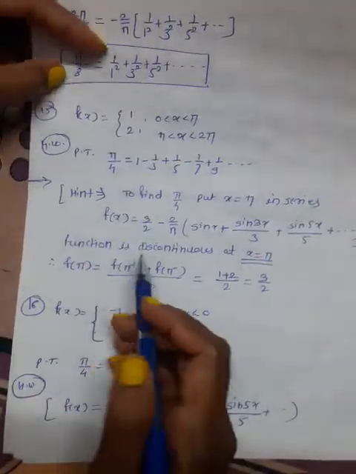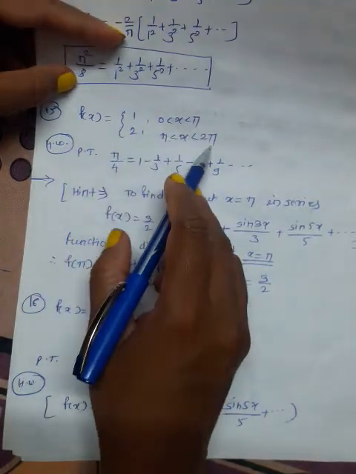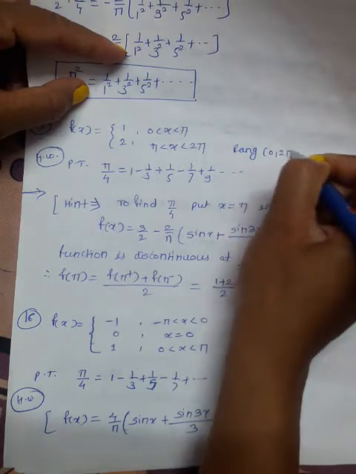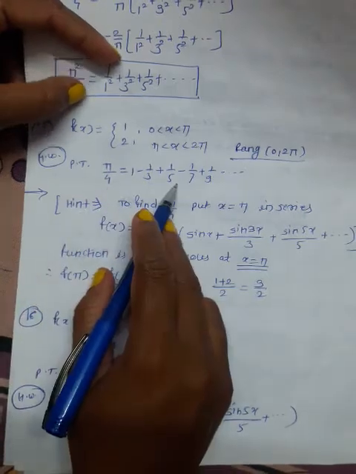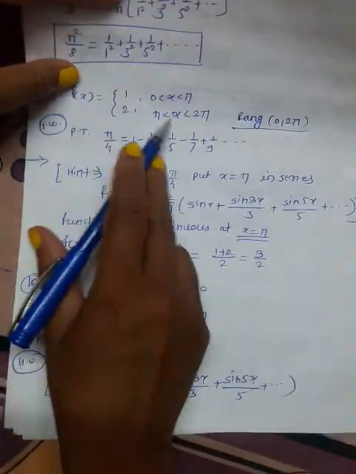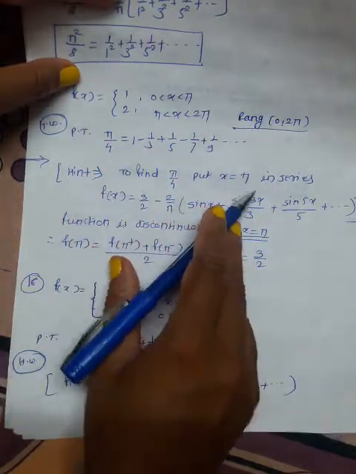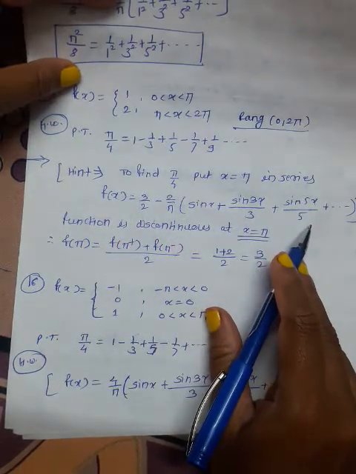Now these are some homeworks. F of x is equal to 1 in the interval 0 to pi, and 2 in pi to 2 pi. Range is 0 to 2 pi. Earlier examples. Okay. Prove that pi by 4 is equal to this. Hints: these are the given hints to find pi by 4 from the Fourier series. To find pi by 4 value, put x is equal to pi in the Fourier series. We get this answer for a Fourier series.